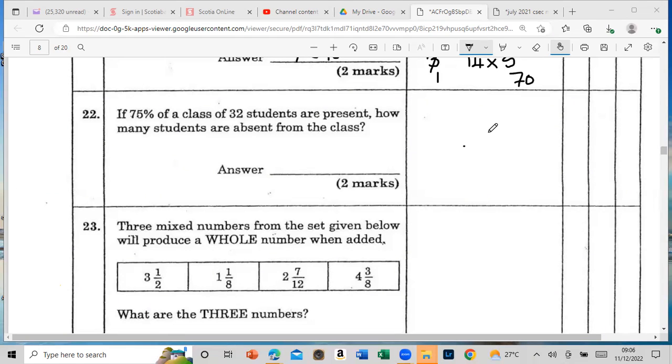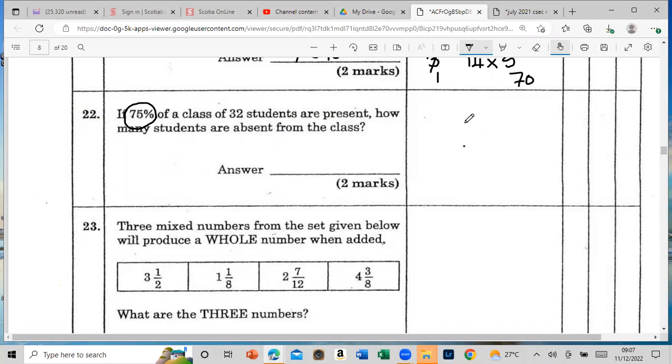We have 75% of the class present. Total is 32. So what we need to do is find, basically, we can do it one of two ways. We can either find 75% of 32, or we can find 25%. Because guess what? If 75% is present, what percentage is absent? 25. Yes, Leroy, that would be correct.